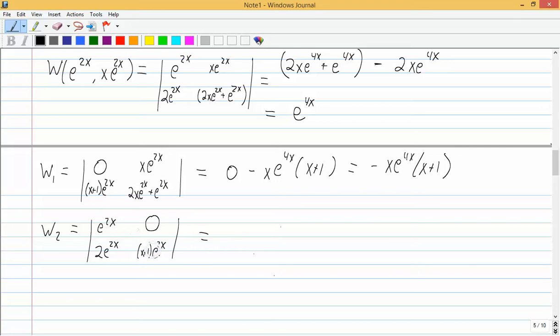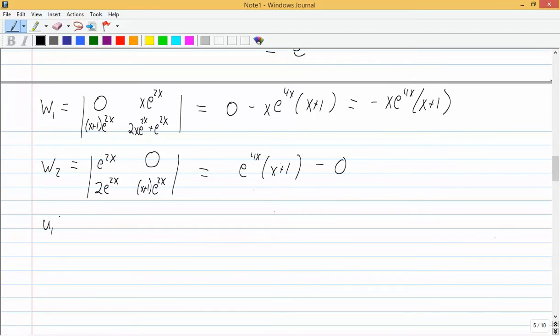So find this determinant, take the product. I'm going to do the same thing I did before. I'm just going to say e to the 2x times e to the 2x and write e to the 4x and kind of leave it in this factored form. Minus 0, this product.